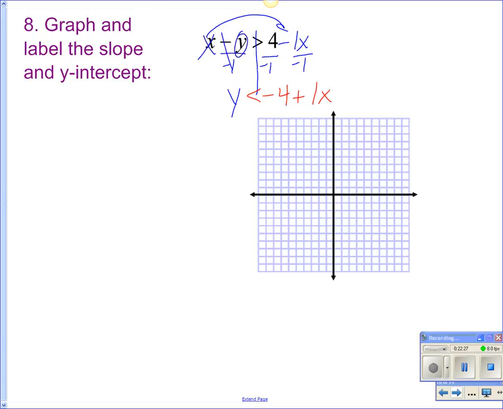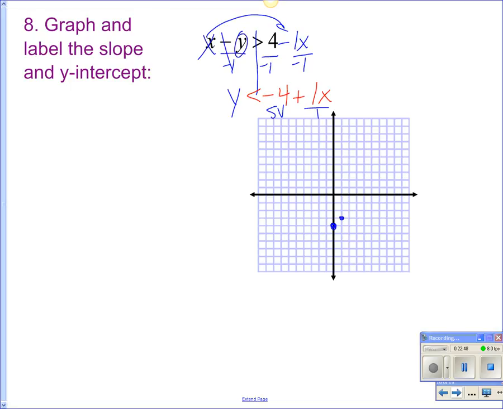Dylan, which one's the starting value? Negative 4 or 1? So I go down 4. It's the one without the x. So you go down 4 and put a point. And then you go up 1 and over 1.